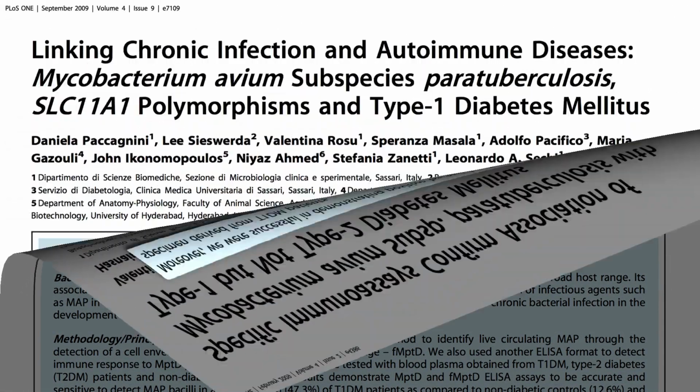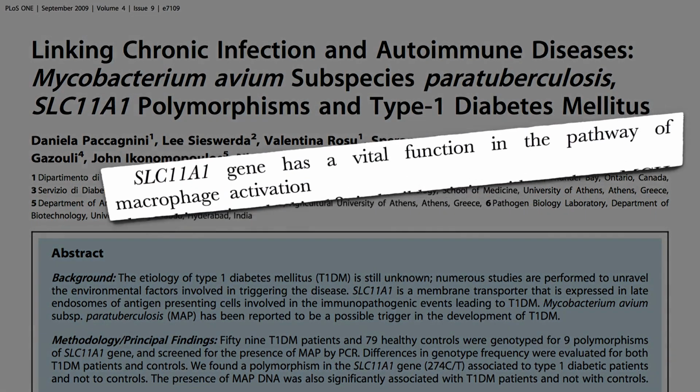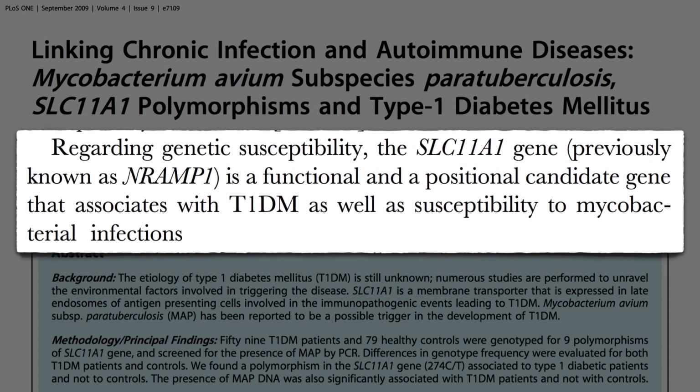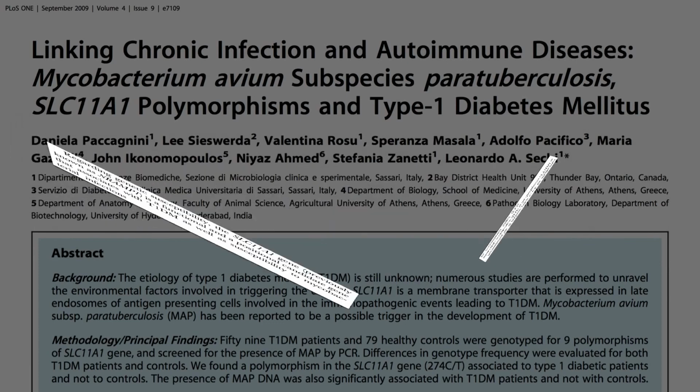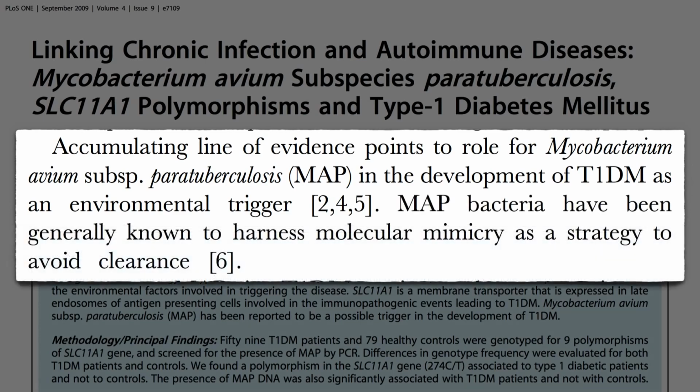The paratuberculosis bacteria also explains why type 1 diabetes risk is associated with a specific gene on chromosome 2 called SLC11A1. What does that gene do? It activates the immune cell that eats mycobacteria for breakfast. So that could explain how a mutation in that gene could increase the susceptibility to type 1 diabetes by increasing the susceptibility to mycobacterial infections like Mycobacterium avium paratuberculosis. All part of this accumulating line of evidence pointing to it as a trigger for the development of type 1 diabetes.